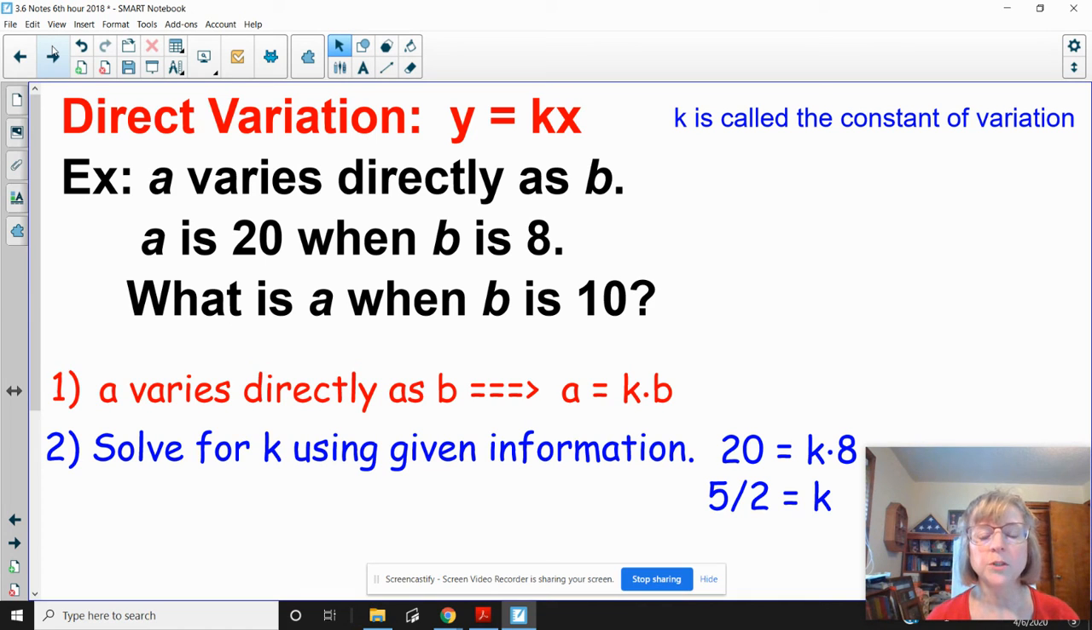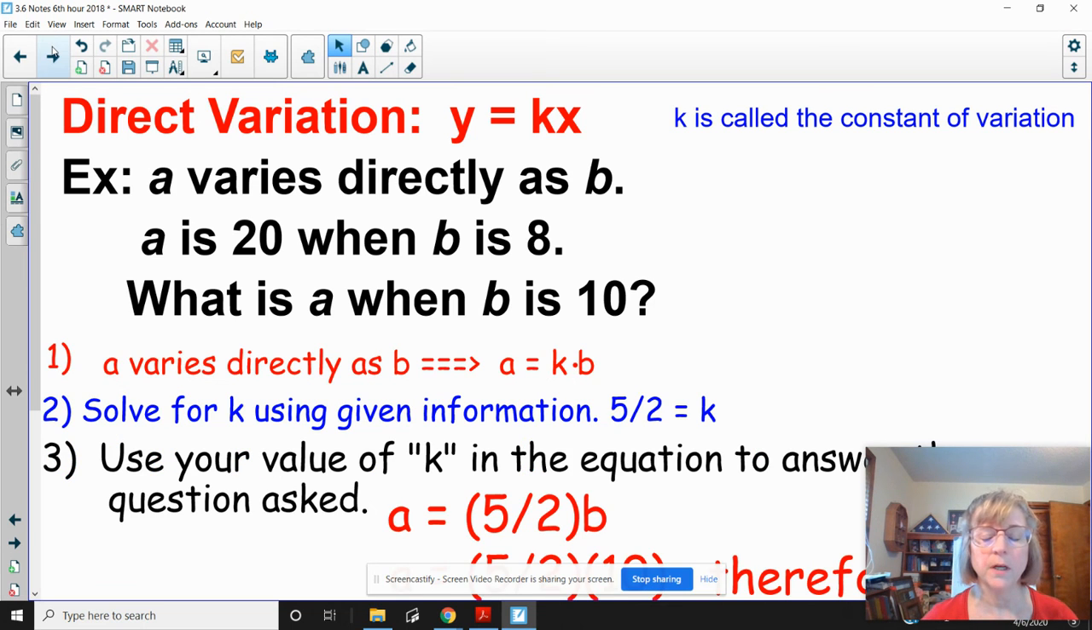Now, once you have that equation, the next job is to solve for k. You're going to use the given information. That's typically the second sentence in these types of problems. In this case, A is 20 when B is 8. So you merely replace A with 20 and B with 8, solve, and we see that k equals 5 halves, or 2.5 if you'd rather use that decimal.